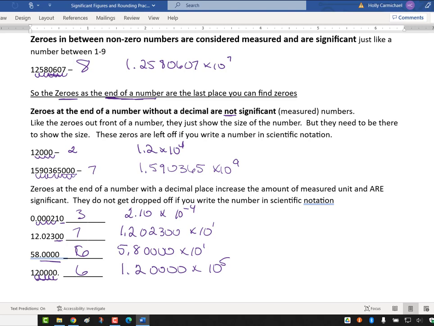Okay, so zeros that are significant are zeros in between non-zero numbers, zeros at the end of a number, anywhere at the end, if there's a decimal. But they have to be at the end, just like these 4 examples.